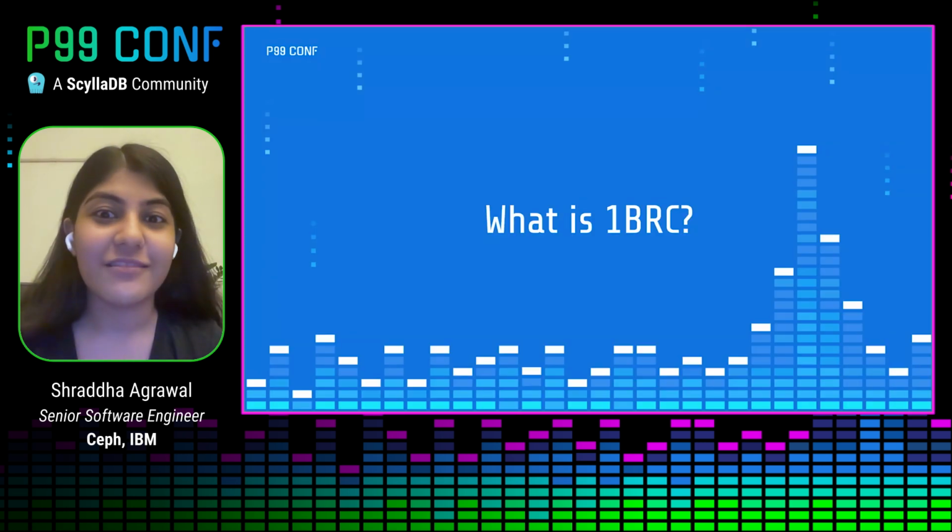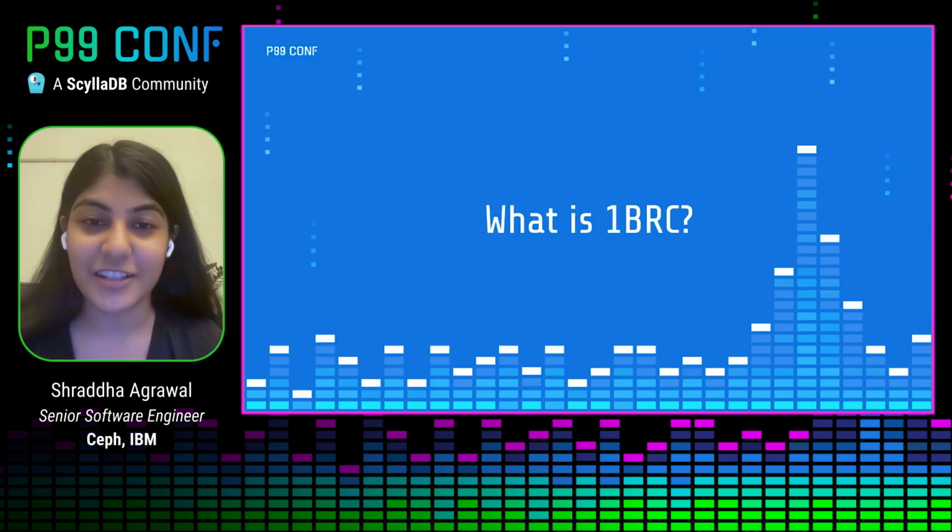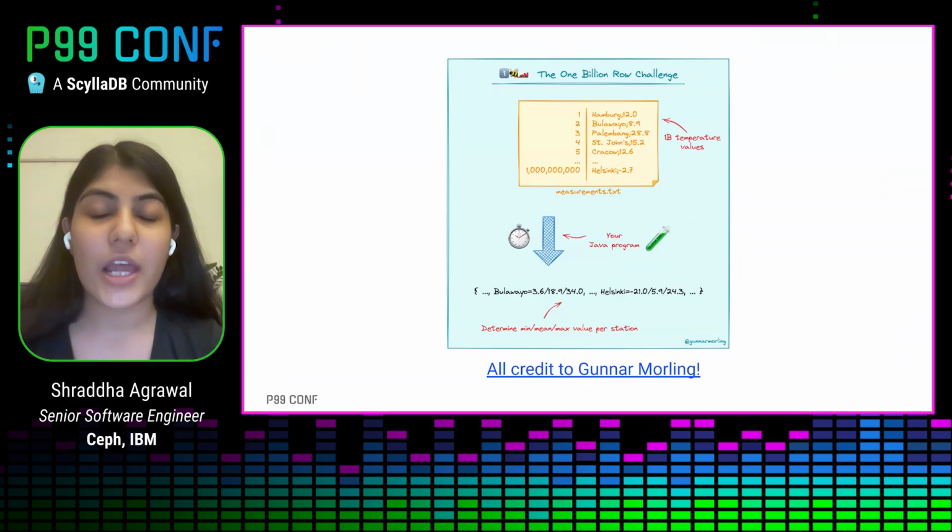What is the 1 billion rows challenge, or 1BRC? This was a challenge introduced at the beginning of this year, on the 1st of January, by Gunnar Morling. A huge shout out to him. The challenge was essentially to figure out how fast we can process a huge file.